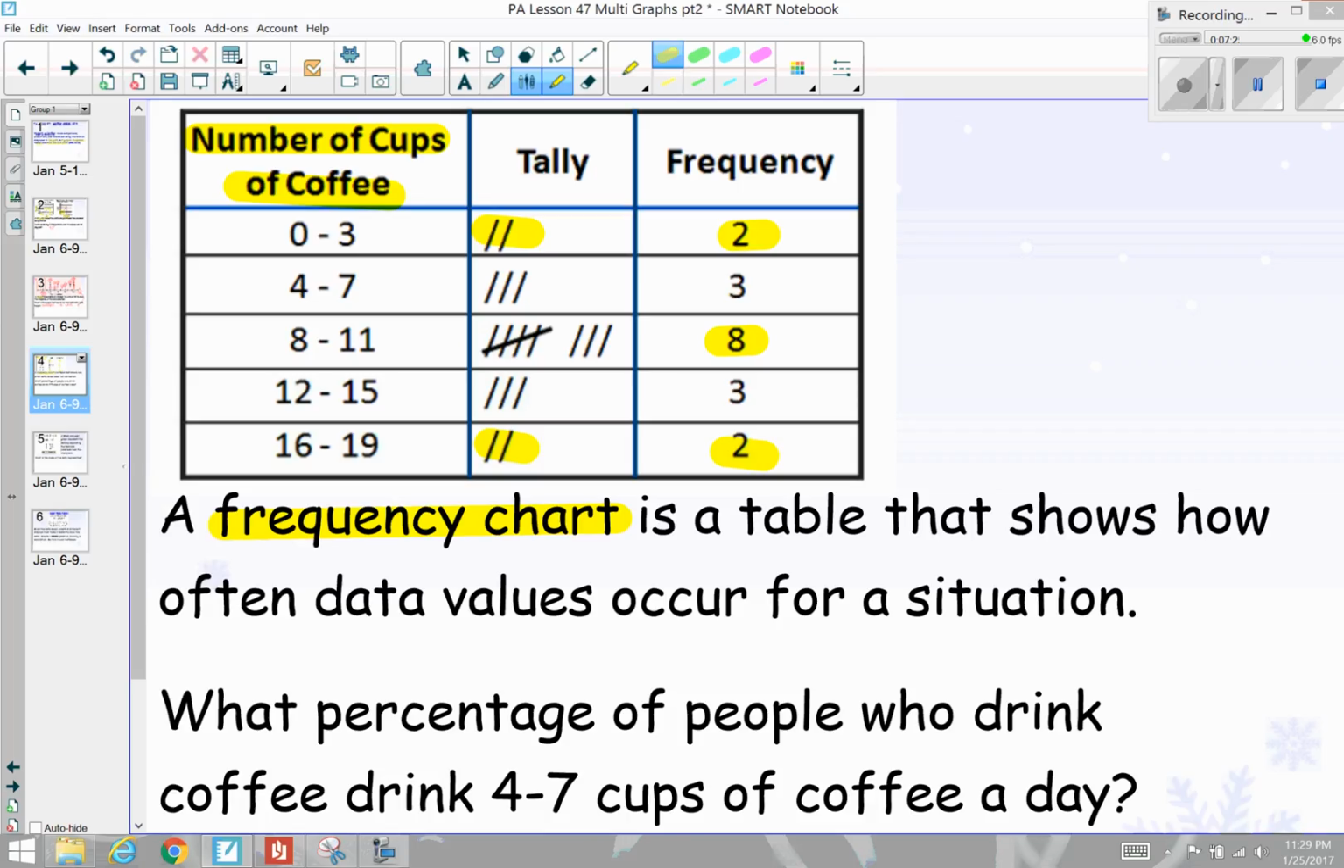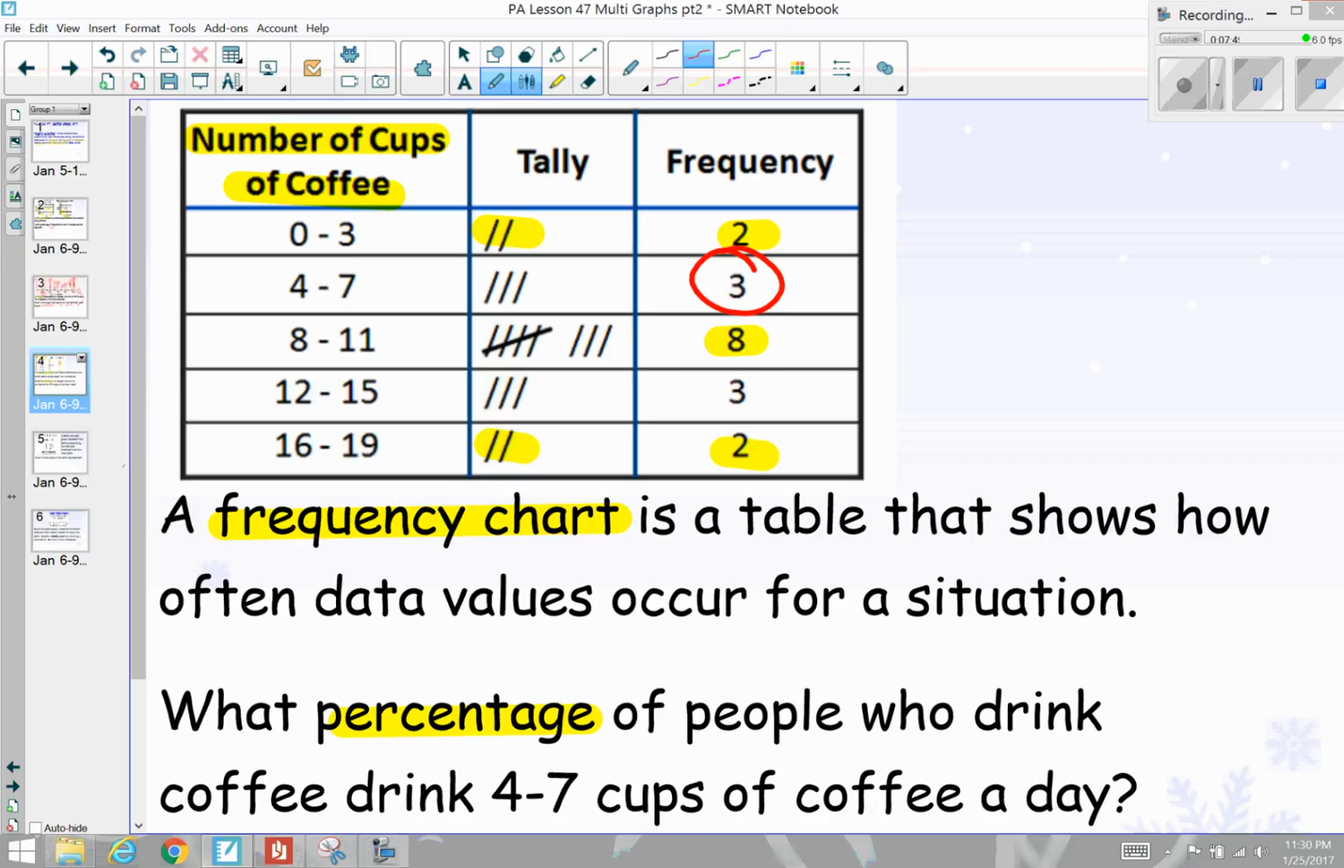So the question I have for you guys today is, what is the percentage? What is the percentage of people who drink actually 4 to 7 cups of coffee in a day? So we're trying to see then how many people, 3 people drink, but we want to know what is the percentage. All right, so how would we do that?